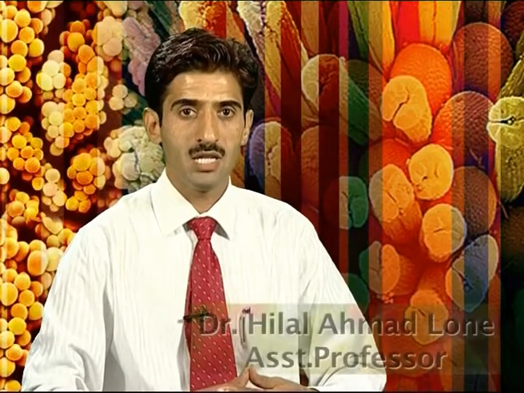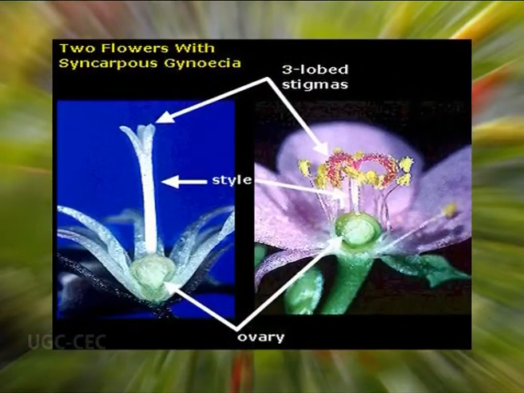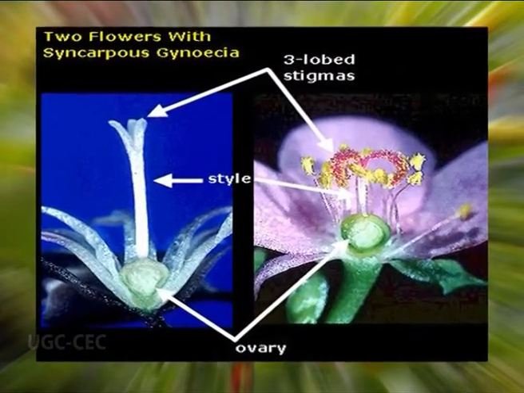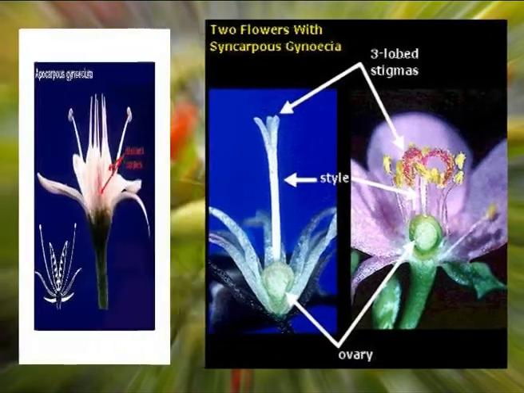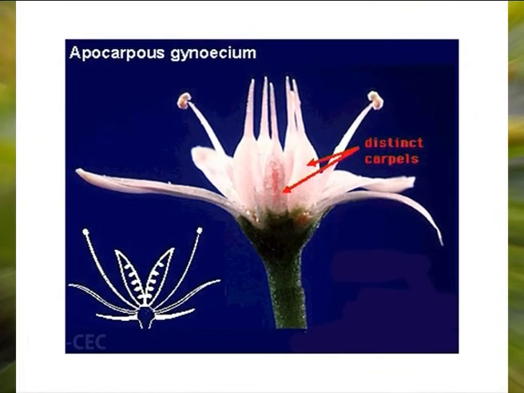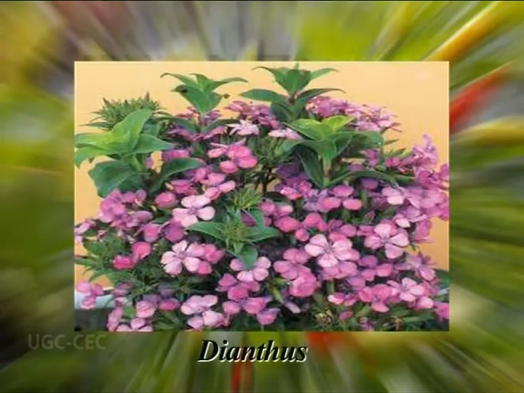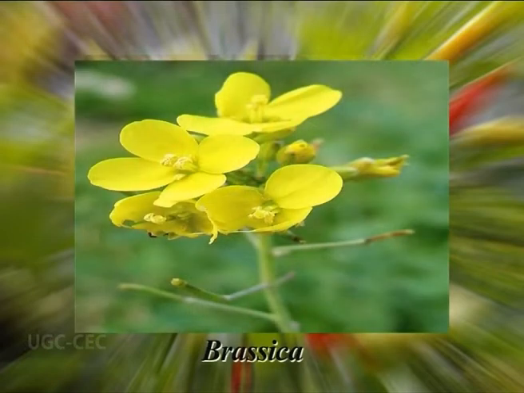When the number of carpels in a gynoecium are 2 or more, they may be free or fused. When the carpels are fused with each other, the condition is described as syncarpous, for example crucifers, and when free, they are described as apocarpous, for example Ranunculaceae. The syncarpy may involve fusion of only ovaries, for example Dianthus, or ovaries and styles, for example Hibiscus, or entire carpels, for example Brassica and Papaver.